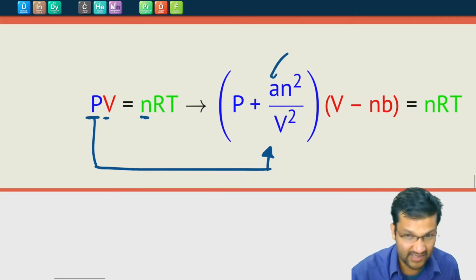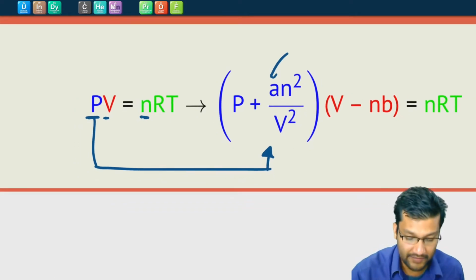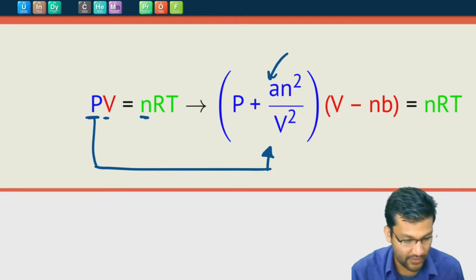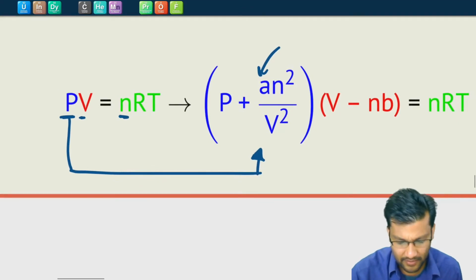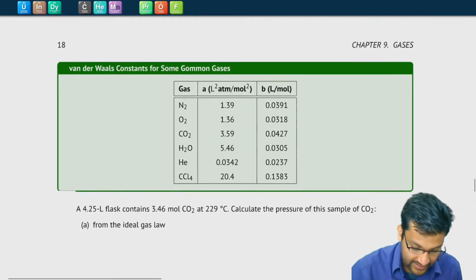Right? If you have a gas that interacts very strongly, then that A value would be very large. If the gas interacts very weakly, that A value would be very weak. But for gases, well, let me just show you. We have an entire table of these.